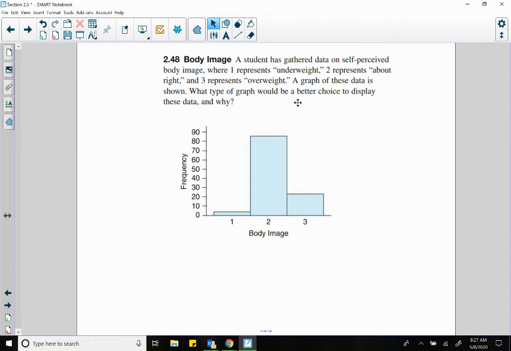What type of graph would be a better choice for this? Because this is categorical, we need to make a bar graph where these bars are not touching. Okay, this is a histogram. When those bars touch, and you've got numbers down here, you're really talking about a histogram. And histograms are for numerical data, not categorical. Okay, so these are the kind of questions that they're going to be asking you. Again, it'll be nice and multiple choice down below it.